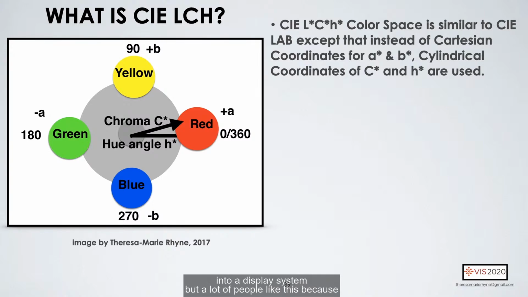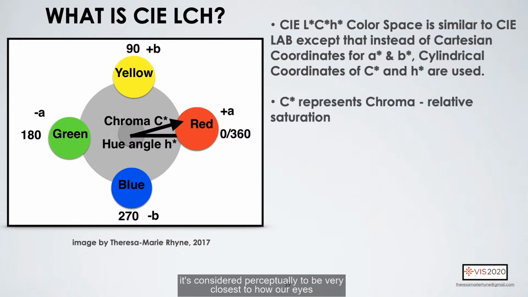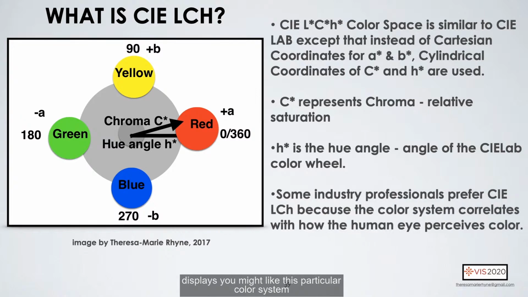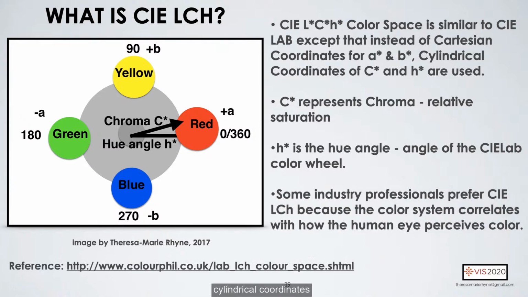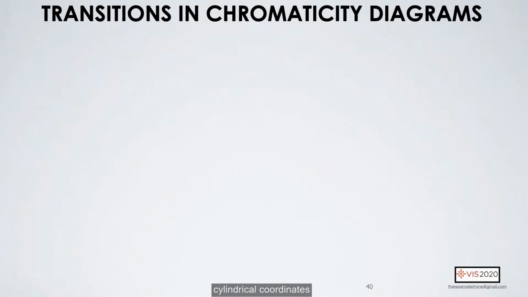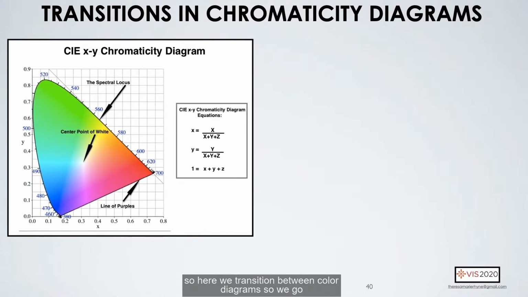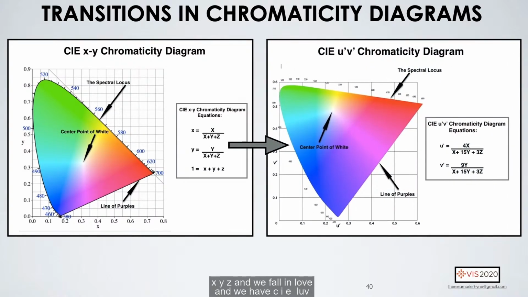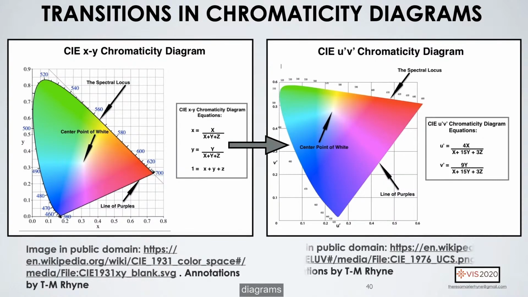But a lot of people like this because it's considered perceptually to be the closest to how our eyes perceive color. So for some of you who have large displays, you might like this particular color system, cylindrical coordinates. So here we transition between color diagrams. We go X, Y, Z, and we fall in love, and we have CIE LUV diagrams.